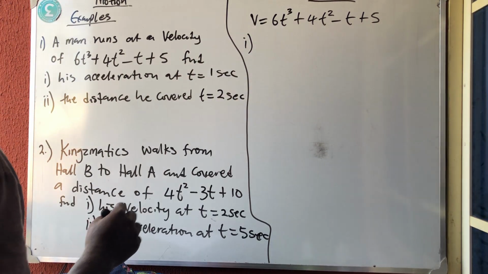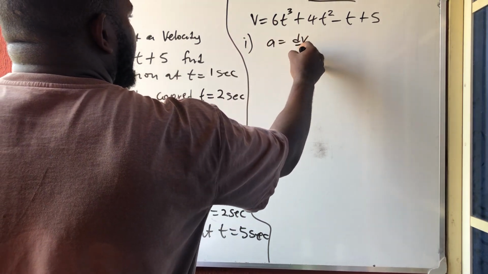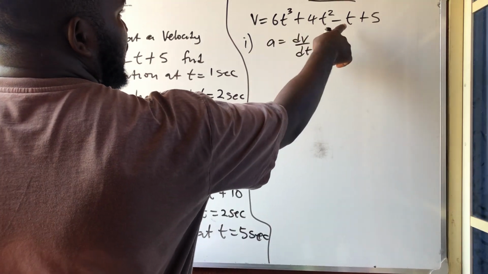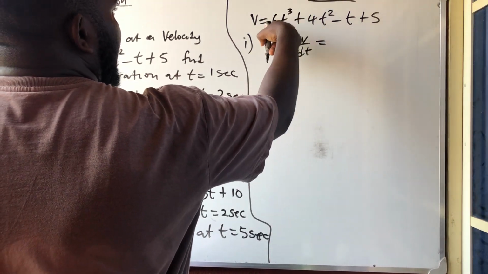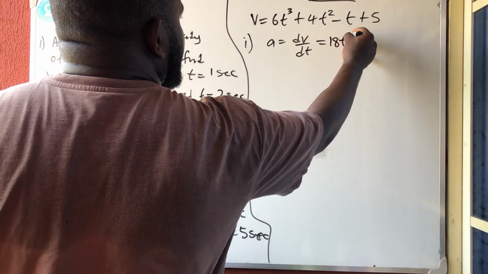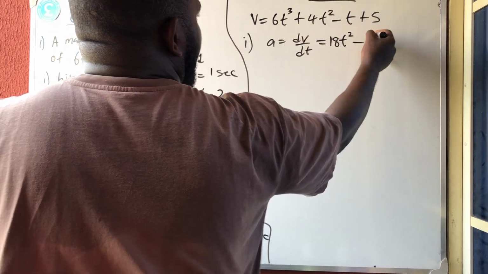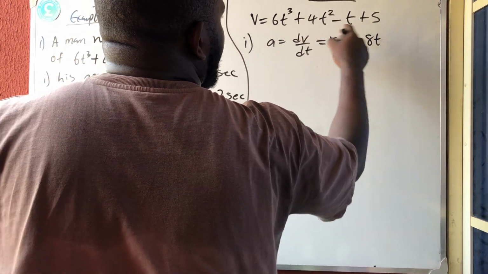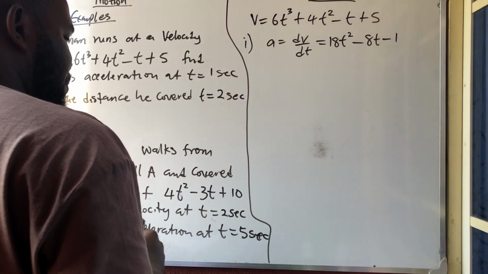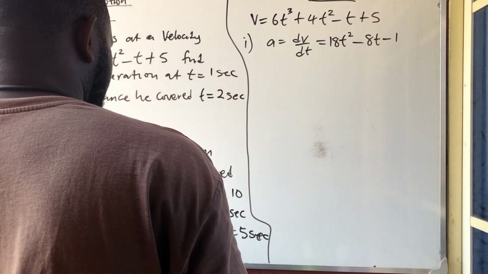the acceleration, and we know that acceleration is simply dv over dt. So we differentiate: multiply by the power and remove 1 from the power. 3 times 6 is 18t squared, minus, multiply by the power and remove 1 from the power, I'm having 8t. Differentiation of t is 1, and differentiation of a constant is 0. If you don't know differentiation, go back to my video on differentiation.